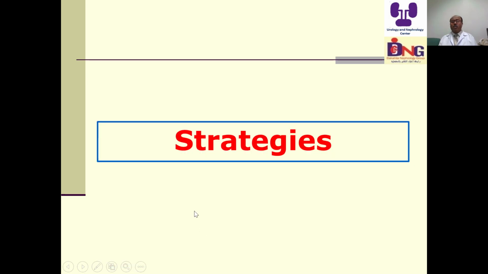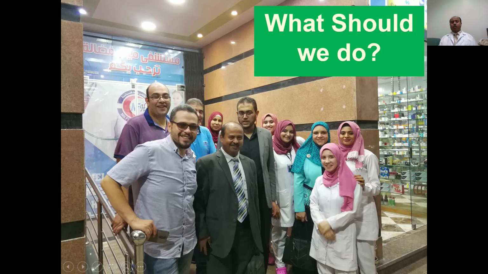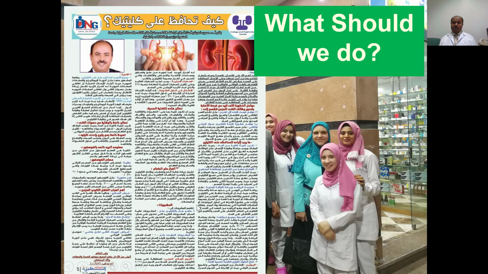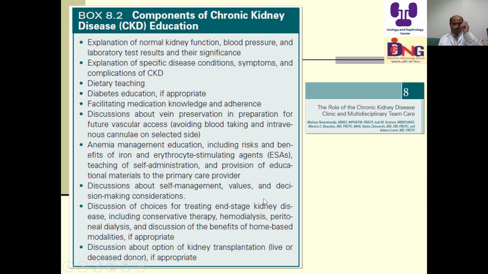What are the strategies to follow to combat and to mitigate chronic kidney disease? What should we do? We should educate people. And this is one of my writings in Arabic, how to address all diet and other lifestyles to keep the kidney healthy. So the components of chronic kidney disease education include explanation of normal kidney function, blood pressure, laboratory test results and their significance, explanation of specific diseases, conditions, symptoms, and complications of CKD, dietary teaching, diabetes education, facilitating medication knowledge and adherence, and to avoid abusing medications, about vein preservation.